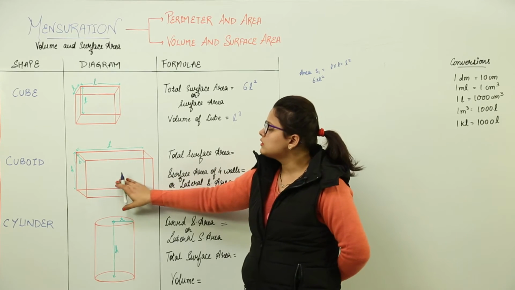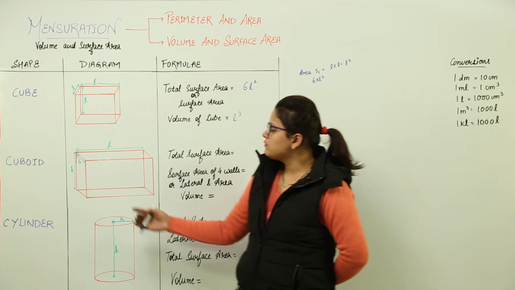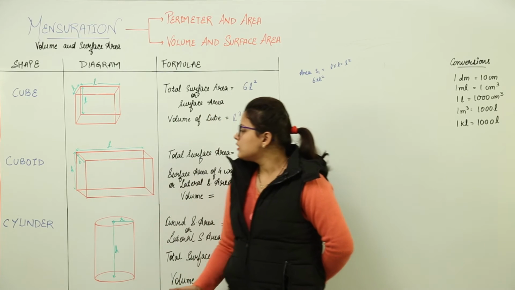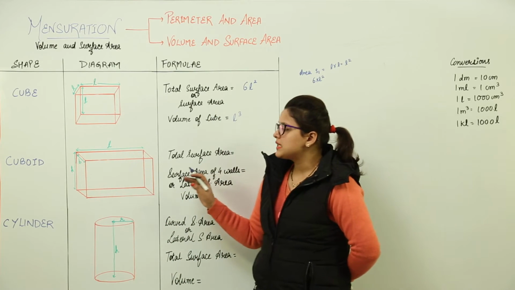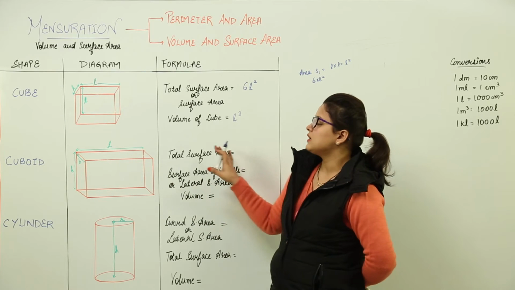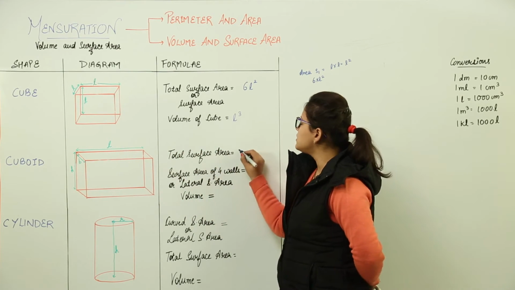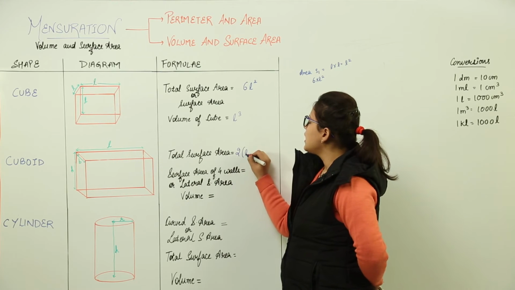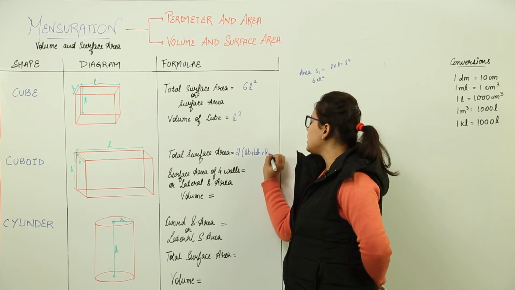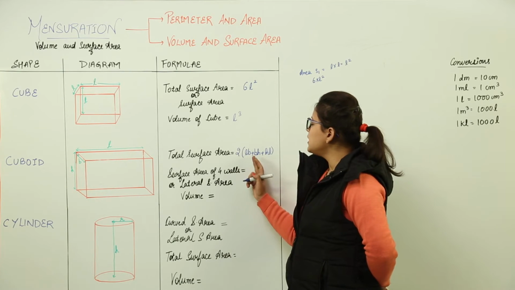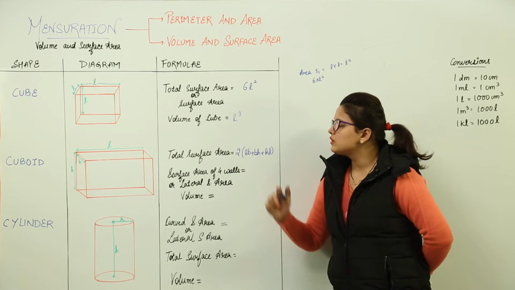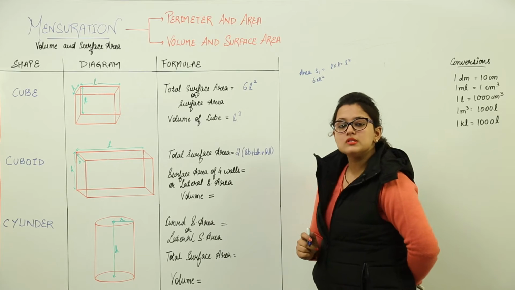Let us go on to the cuboid now. In a cuboid we have three measurements: length, breadth and height. It is a 3D shape. Over here we will have total surface area. The total surface area of a cuboid is written as 2 into (LB plus BH plus HL). That means L into B plus B into H plus H into L, and the whole multiplied with 2. This is the formula for total surface area.